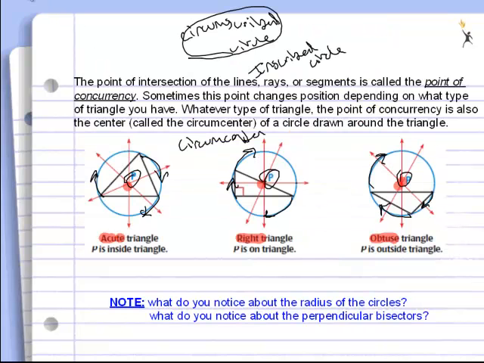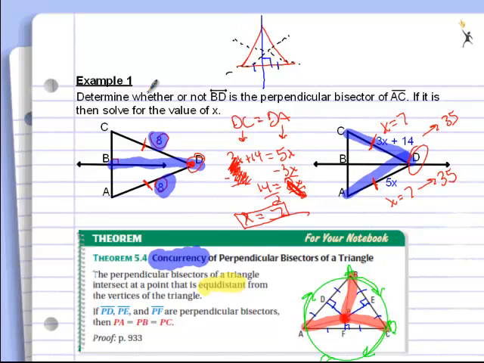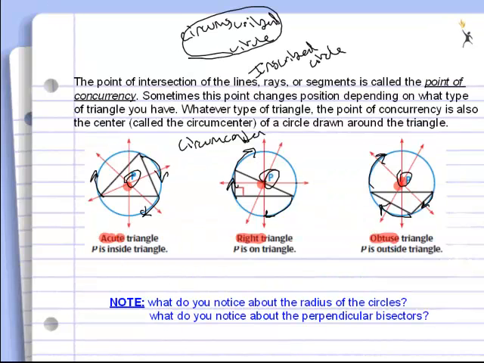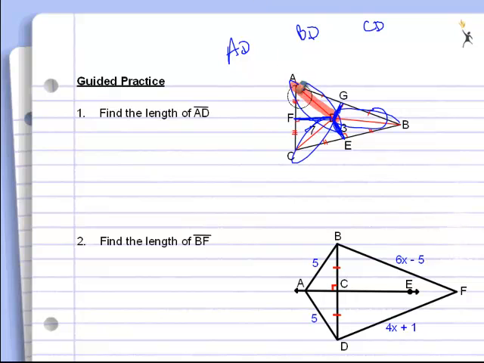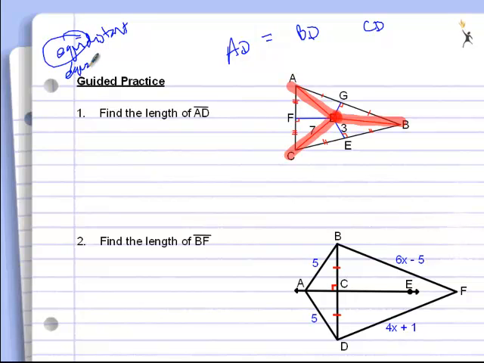Let's go ahead and look. The concurrency of the perpendicular bisectors is equidistant from the vertices of the triangle, or equidistant from the corners. So the lengths AD, CD, and BD are all equal because they're equidistant. If we break down equidistant, we get equa for equal. Distant, meaning distance. So they're equal distance apart, meaning they're all the same.